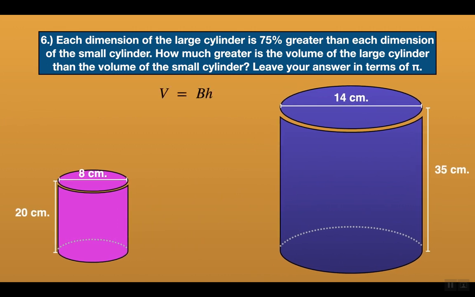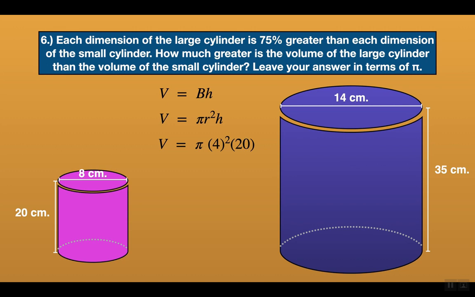Let's get the formula for the volume of a cylinder. Volume of a cylinder is area of base times height. And since a cylinder has a circle in the base, I'm going to replace the capital B with pi r squared. Now starting with the pink cylinder, the diameter is 8. So that means that the radius has to be half of 8. The radius is going to be 4. And the height we already know is 20. So I'm going to substitute those values into my formula. So now I have the radius and the height in the formula.